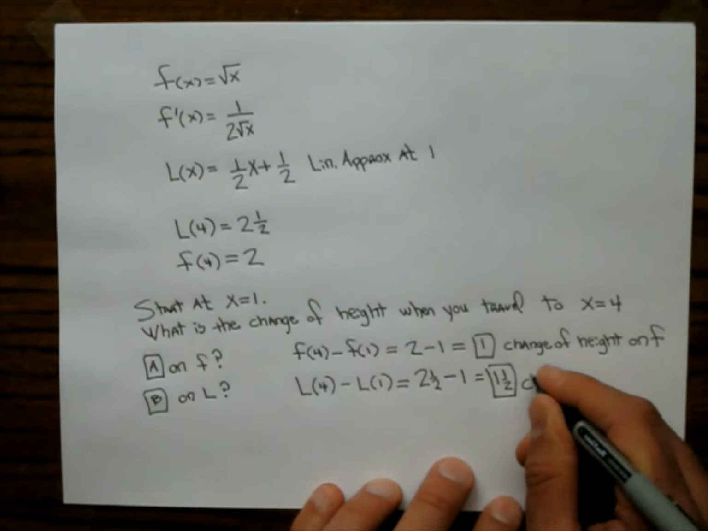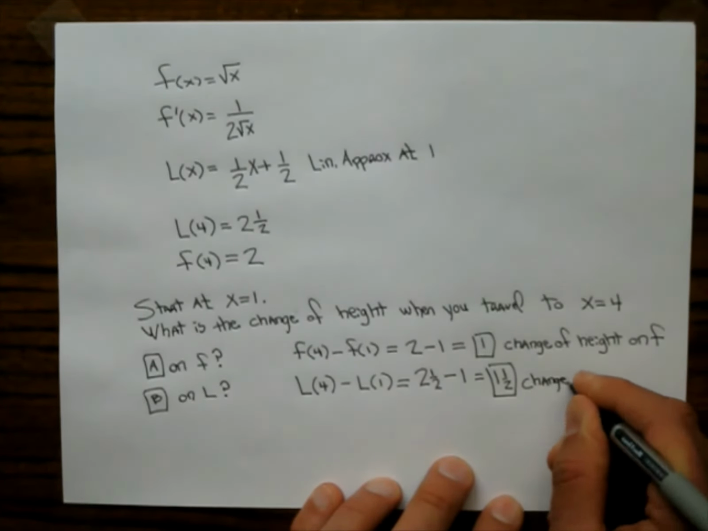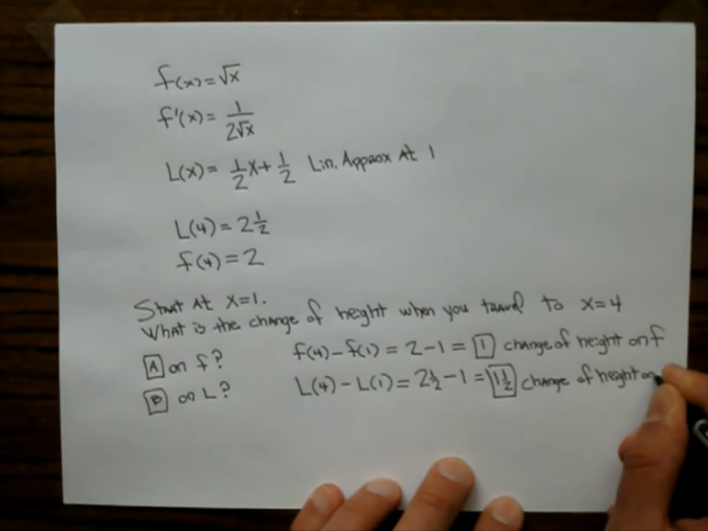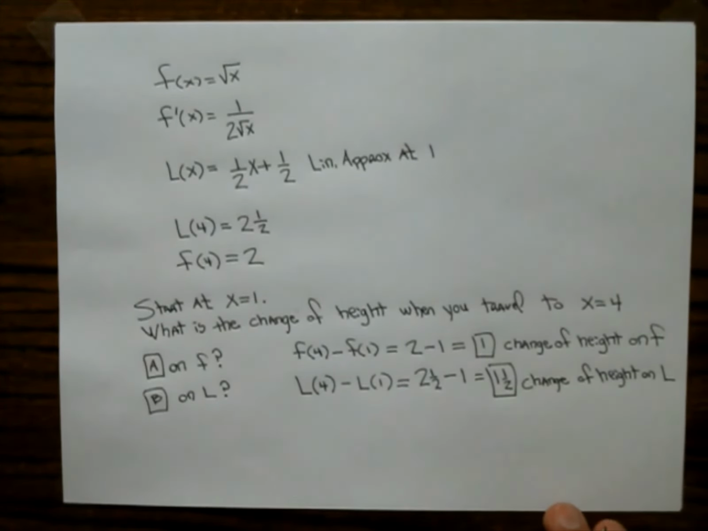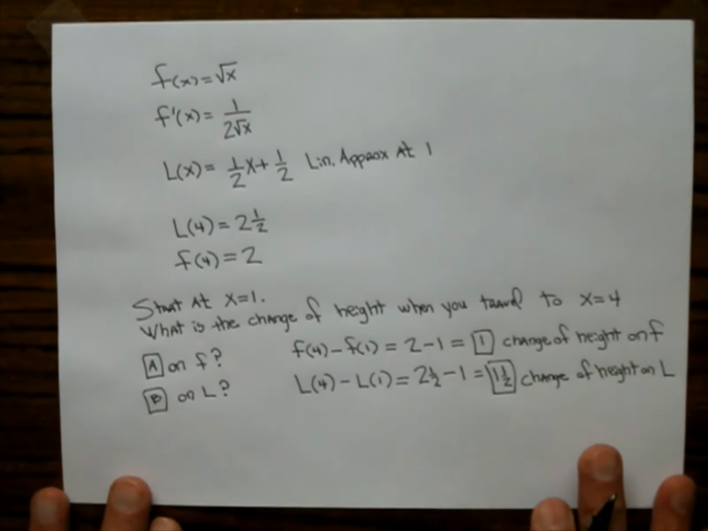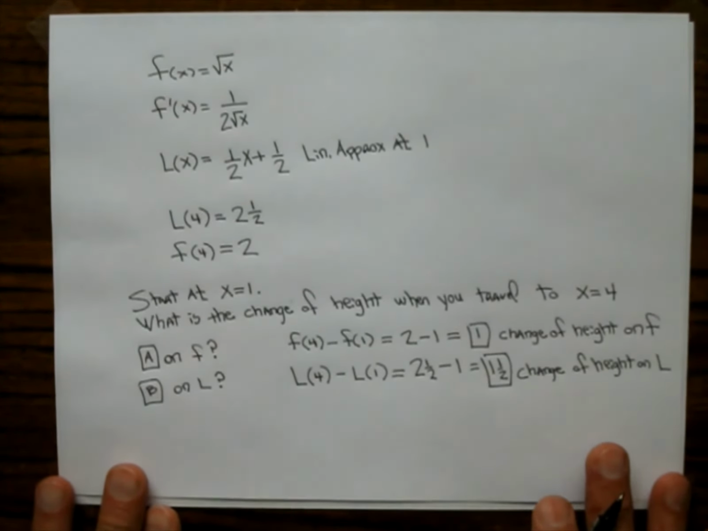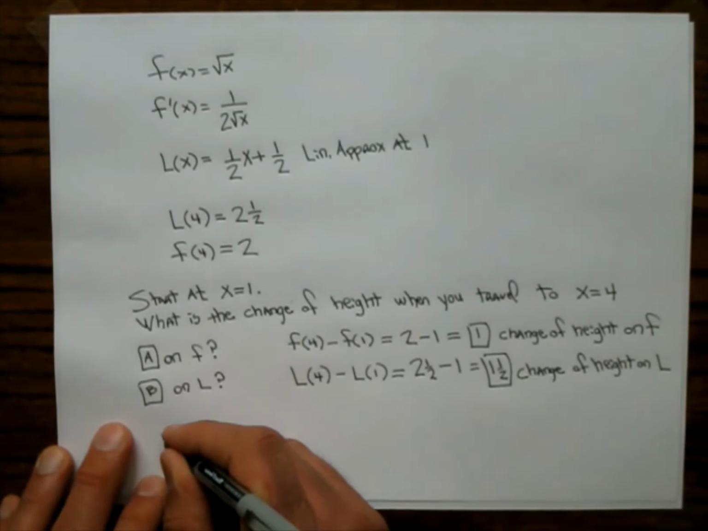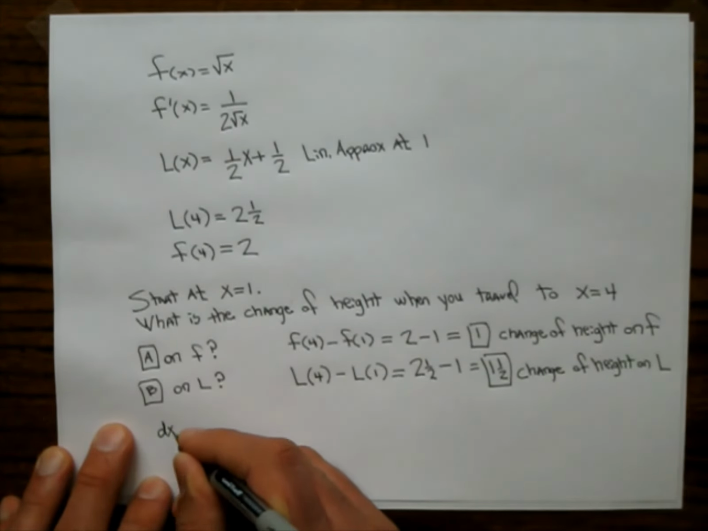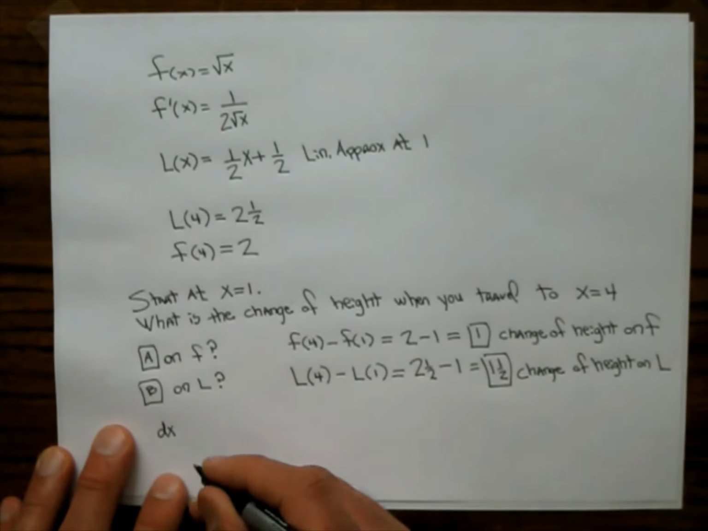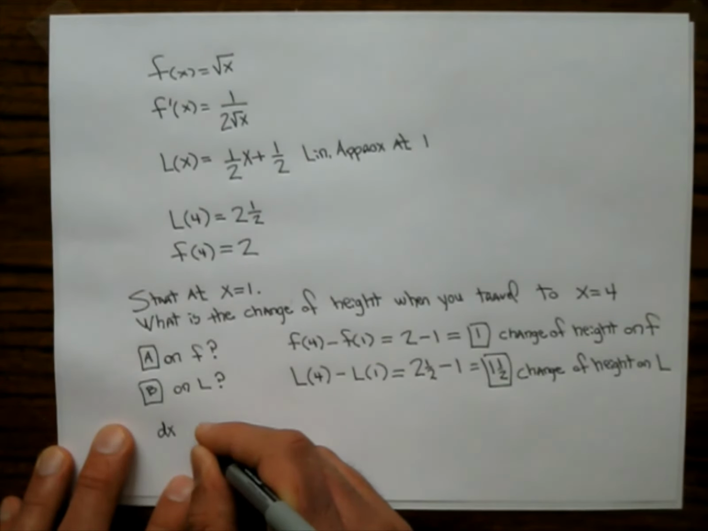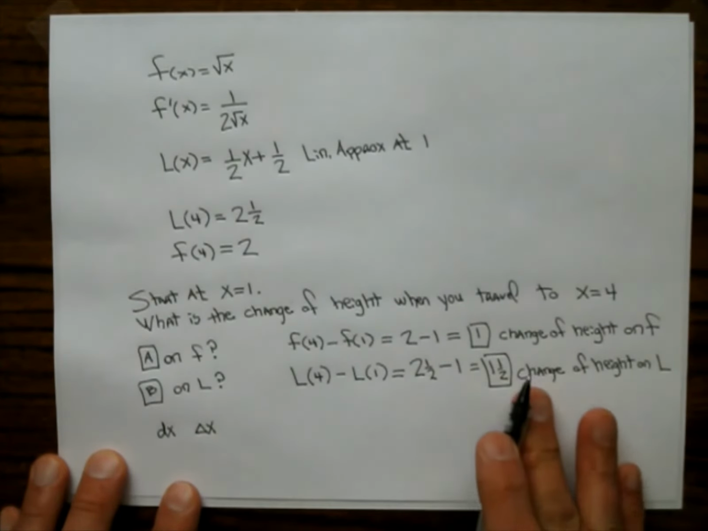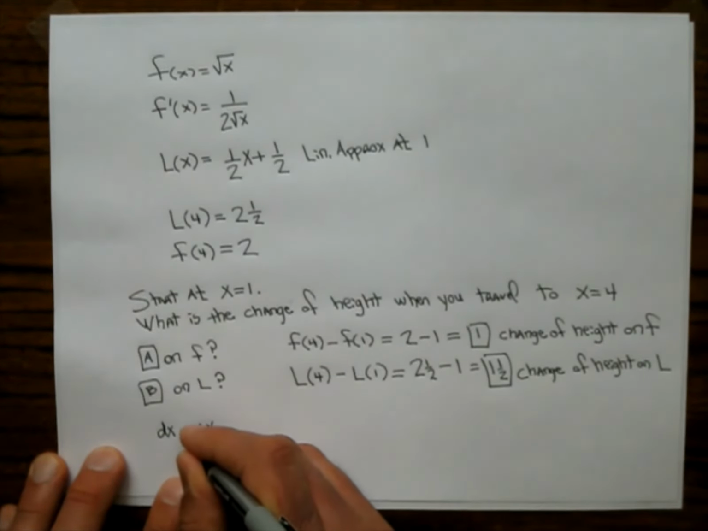So this is the change of height on the linear approximation at 1. Okay, so now it's time for some notation here. And the notation happens to be this, dx, and we've seen that before when we had derivative notation. We'll see more of that. dx and delta x.